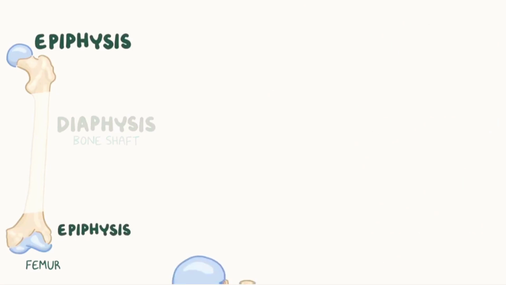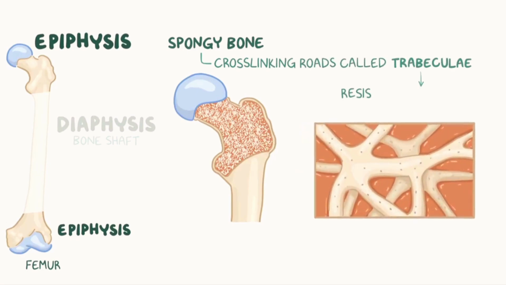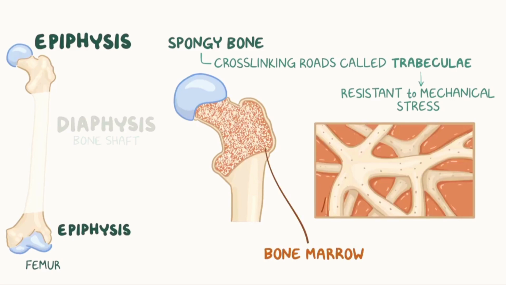Now, the epiphysis is made of a lot of spongy bone, and when you look closer at the spongy bone, it's made of cross-linking tiny rods called trabeculae, which make your bones resistant to mechanical stress so that they can bear weights without caving in. And just like the medullary cavity, the spaces in the spongy bone of the epiphysis are occupied by bone marrow. Now let's jump into the bone marrow.